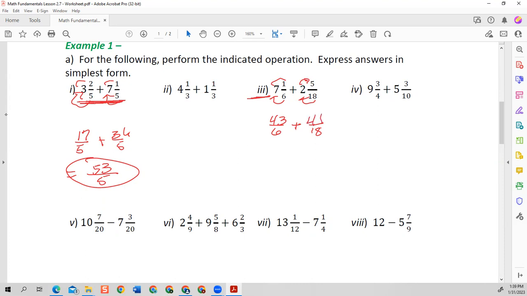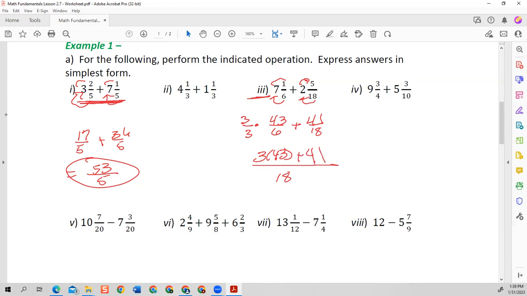Now let's talk about it. The denominators are 6 and 18. I know 6 will go into 18. However, 18 won't go into 6. So the only one I need to change is this one here. 6 times 3 gives me 18. Whatever I did to the bottom, I'm going to do to the top. So now I have 3 times 43 all over 18, plus the 41.